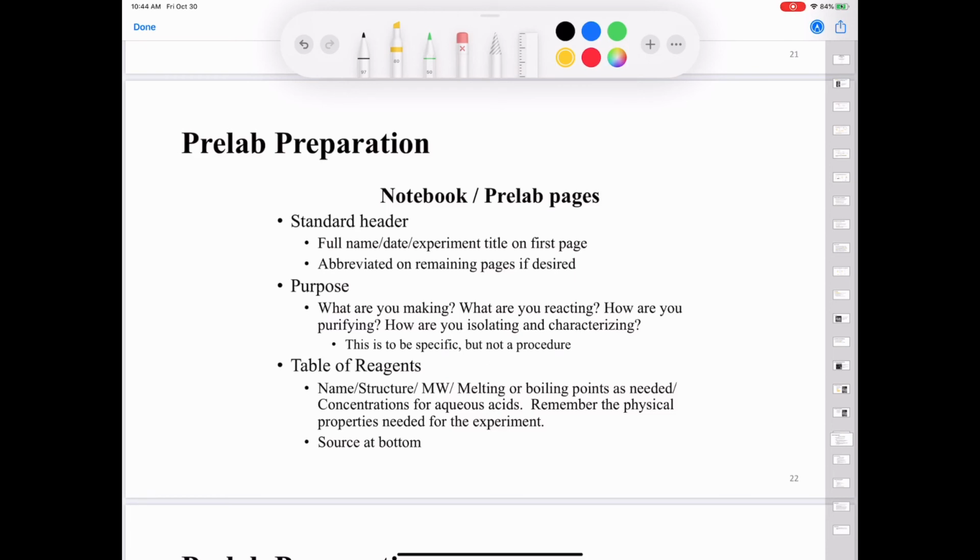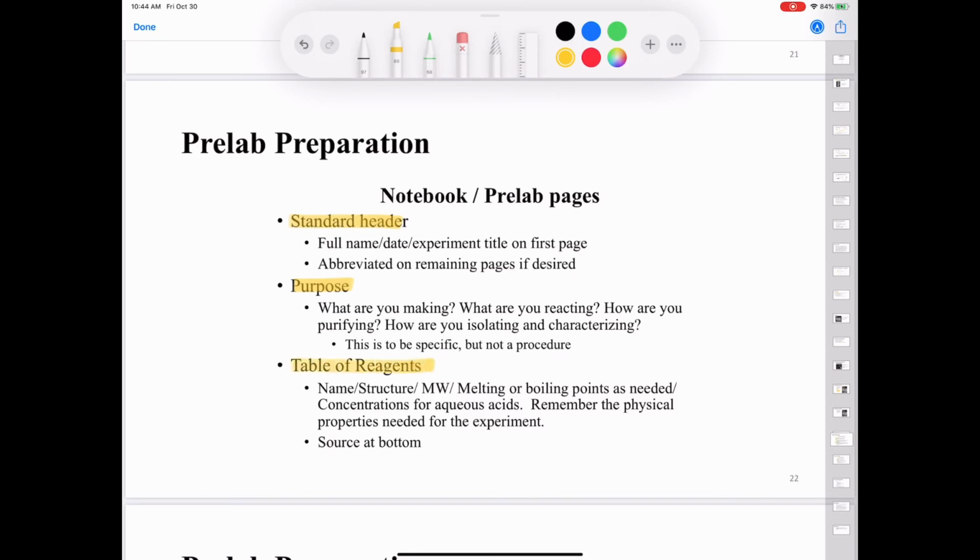You're going to want to have your standard header with the full name, date, and title of experiment on the first page. You can abbreviate the title on the remaining pages. Then you have a purpose. The kind of questions you want to ask yourself when developing your purpose are: what are you synthesizing? What are you putting together in order to make the product? How are you purifying it, if you even are? And how are you isolating and characterizing the material?